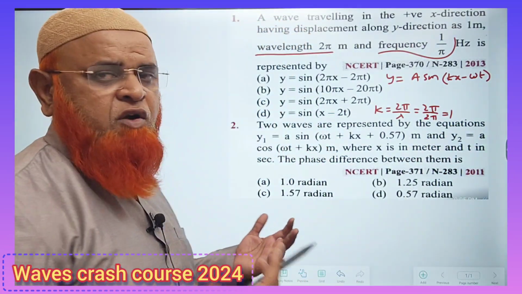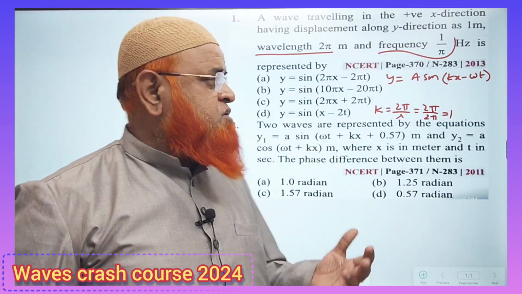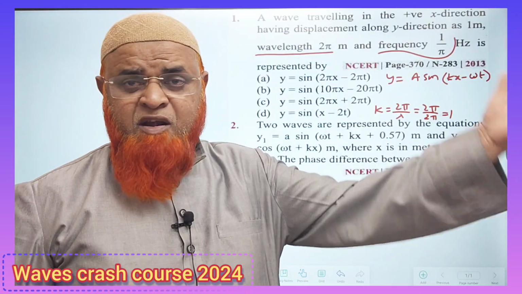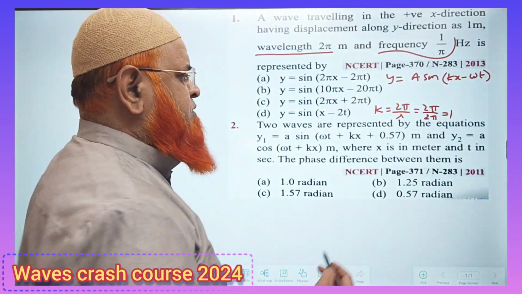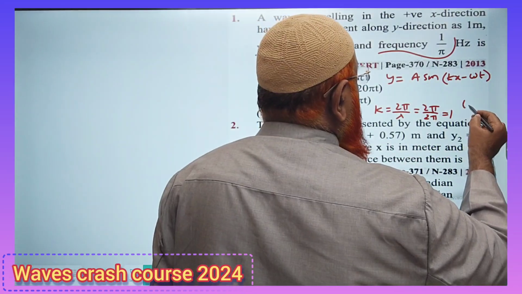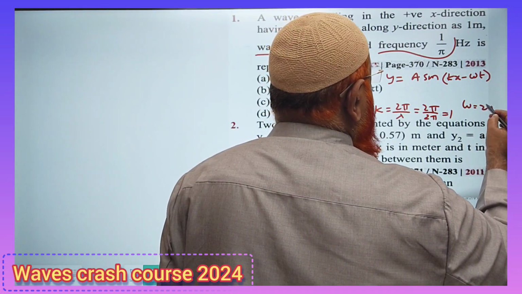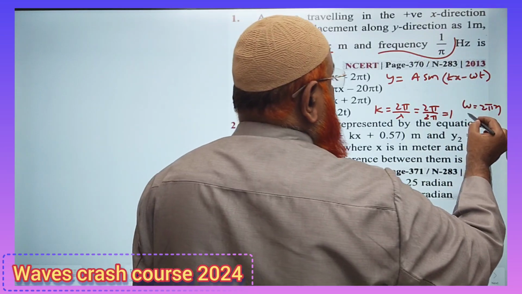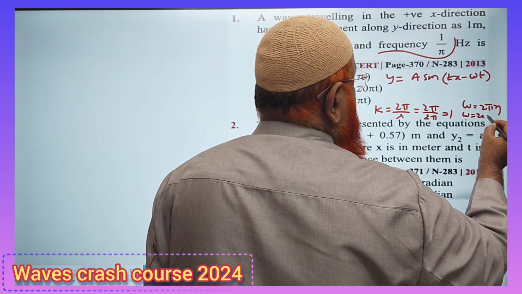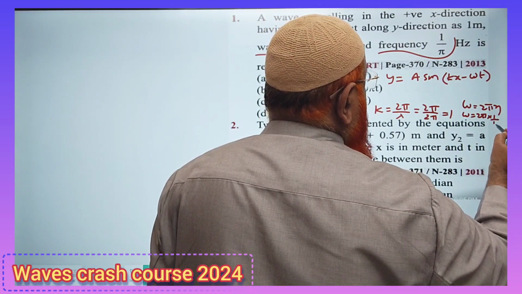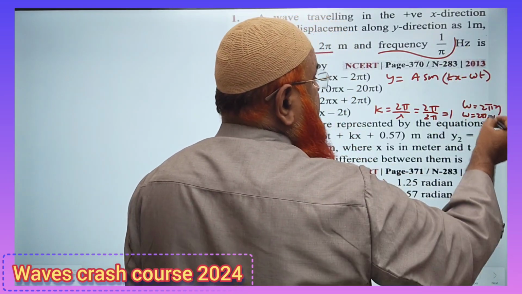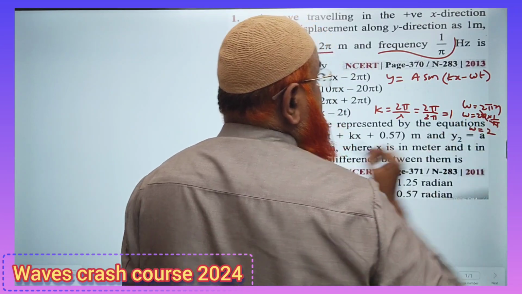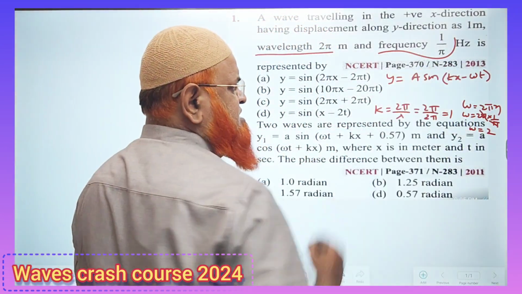So we got the value of k as 1. You can find out the value of omega also. How can you find the value of omega? Omega is nothing but 2 pi n. He has given n as 1 by pi, so you can write 2 pi into 1 by pi. Pi gets cancelled, so we got the value of omega as 2. That's it. You can just substitute here.